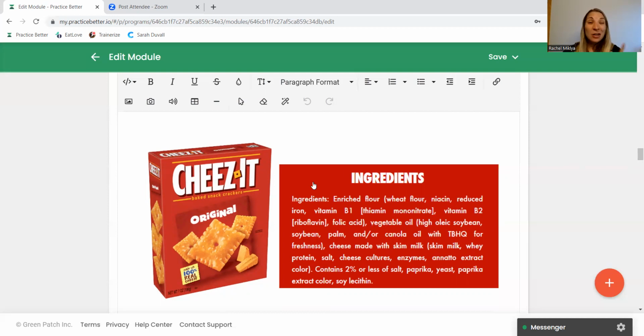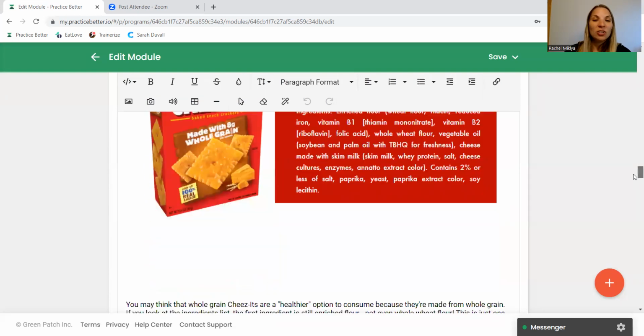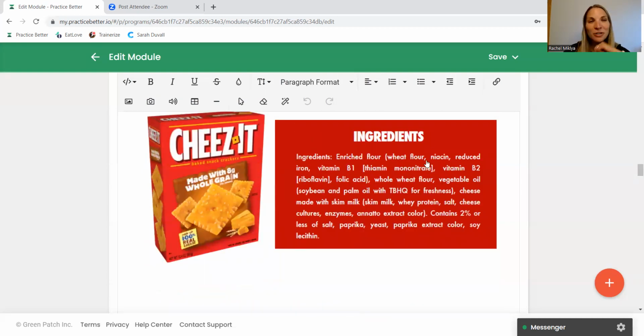So we want to look at the ingredient list. And in order for something to really be whole grain, we know that we want whole grain to be one of the first ingredients. Let's look at the original Cheez-Its. Okay, enriched flour. So wheat flour, niacin, reduced iron, and so on. Now, let's look at the whole grain Cheez-Its. Oh, enriched flour is the first item as well. And then whole wheat flour is second. But because enriched flour is the first item, that is still going to be more prevalent than the whole wheat flour. And so they're just trying to trick you here. We want that whole wheat flour to be first.